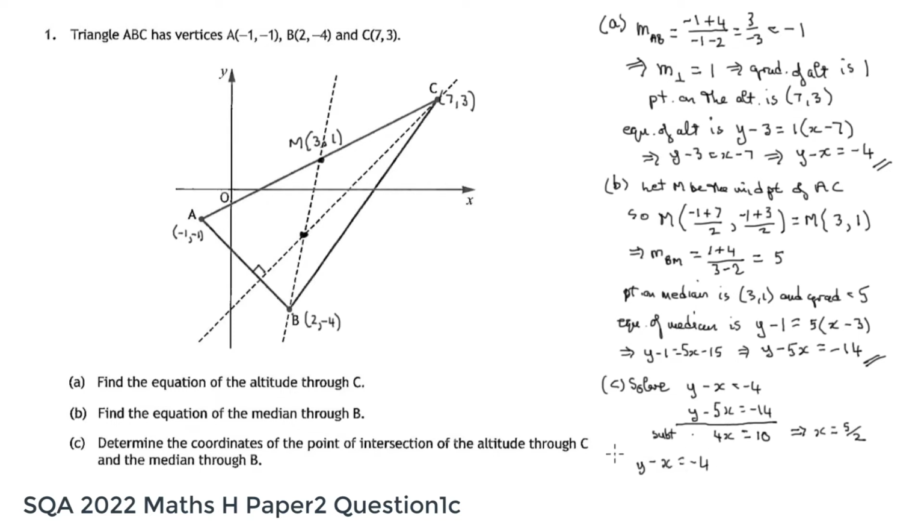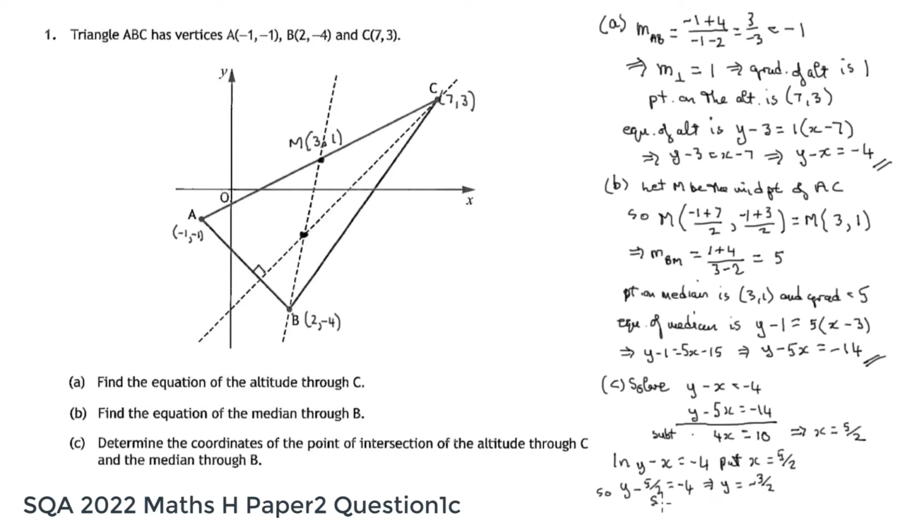So in this equation, we'll put x equals 5 over 2. So y minus 5 over 2 is equal to negative 4, which means y is equal to negative 4 plus 5 over 2. So that's negative 8 halves plus 5 halves. That's negative 3 halves.